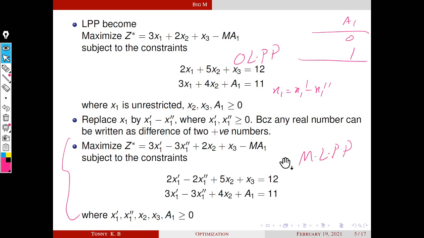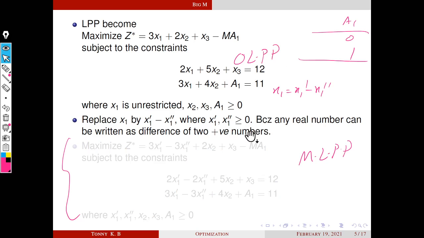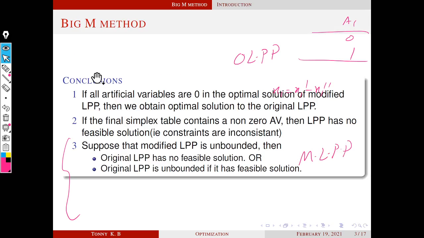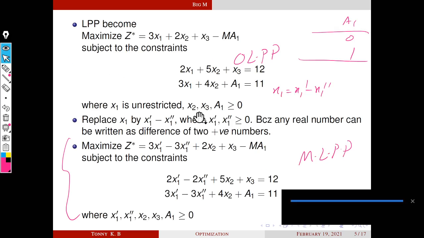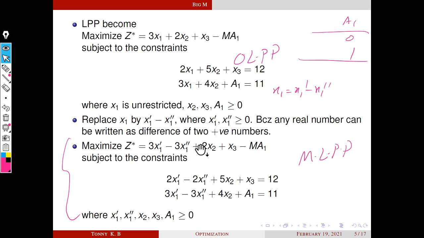Depending on the nature of this modified LPP, we can conclude about the original LPP. For example, if all the artificial variables are 0 in the optimum solution of the modified LPP, then we obtain the optimal solution to the original LPP. Similarly, there are different observations. So this is the modified LPP.